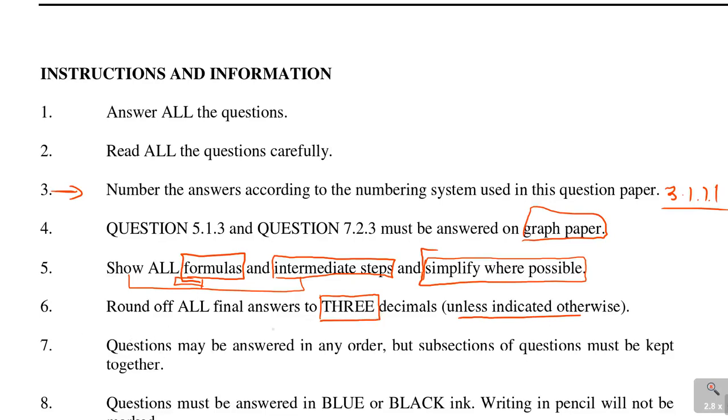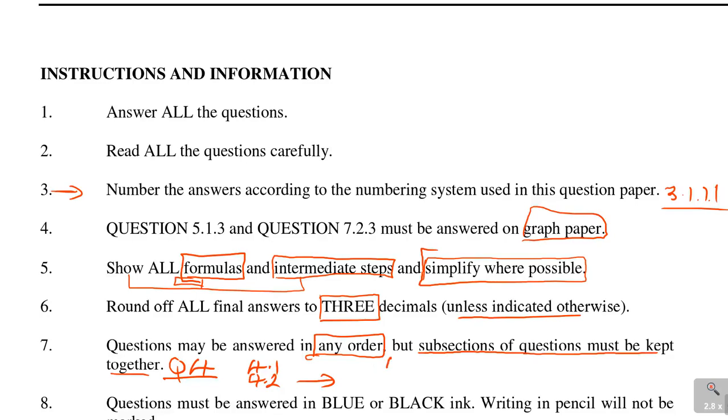It says questions may be answered in any order, meaning you can answer from question 7, you can answer from question 4, you can start at any question. But whenever you start answering that question, it says the subsections of the questions must be kept together. So let's say you start answering question number 4, you must answer all your 4.1, your 4.2 until the end of question 4.